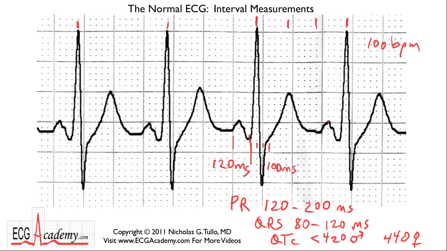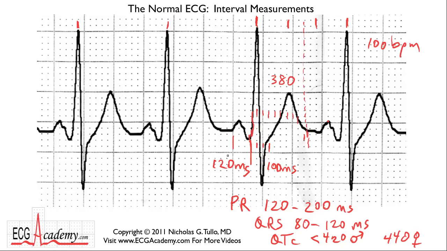And then for the QT, we're going to count from here: 40, 80, 120, 160, 200, 40, 80, 120, and it comes down to the baseline here, which is another 40, 160, about 180 milliseconds. Add that to the 200, and you get 380 milliseconds. Now, was that a normal QT? Well, it might be. If we look at the midpoint between the two R to R intervals, we're going to wind up being about here. And that's right about where the T wave ends, isn't it?